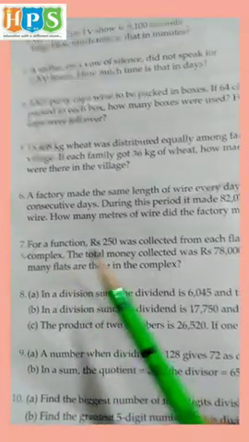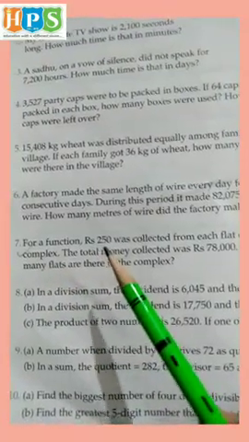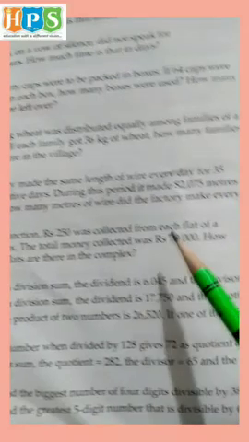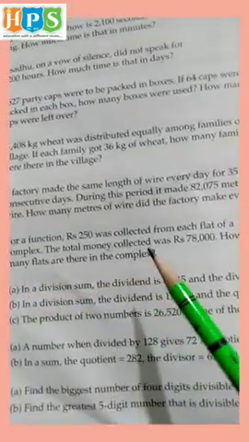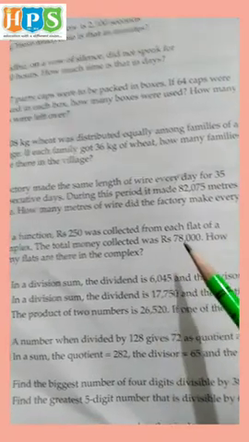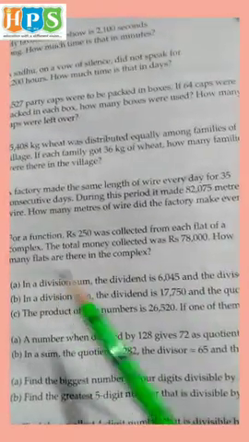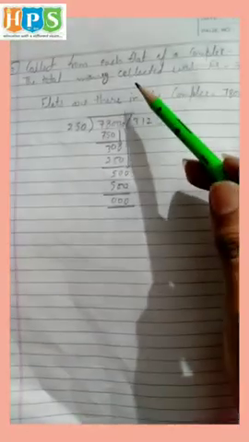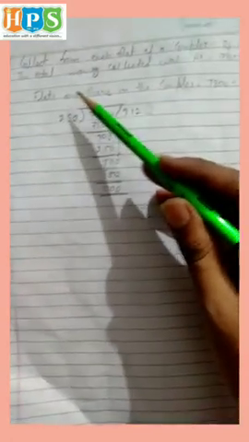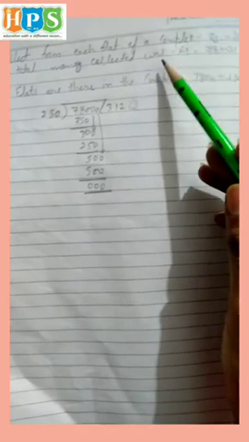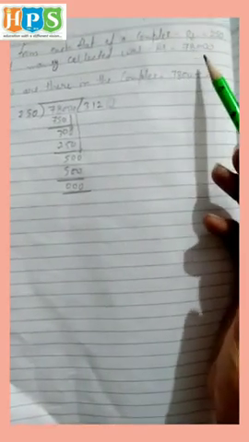Question number 7. For a function, rupees 250 was collected from each flat of a complex. The total money collected was rupees 78,000. How many flats are there in this complex? Collected from each flat of this complex, rupees 250. Total money collected was rupees 78,000.